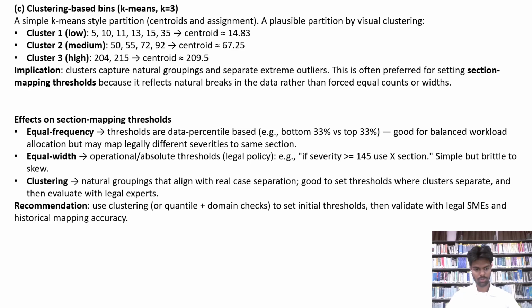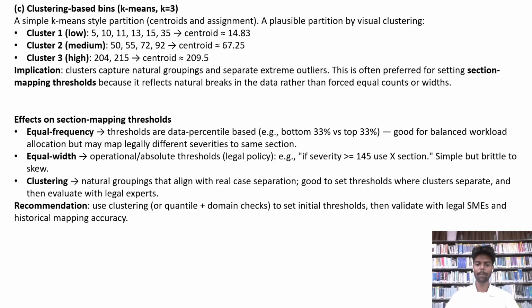Effects on section mapping threshold. Equal frequency: thresholds are data percentile based, good for balanced workload allocation, but may map legally different severities to the same action. Equal width: operational or absolute thresholds. Clustering: natural grouping that aligns with real case separation, good to set thresholds with clustering, then evaluate the legal aspects. Recommendation: use clustering or quantile plus domain check to set initial thresholds, then validate with legal SMEs and historical mapping accuracy.